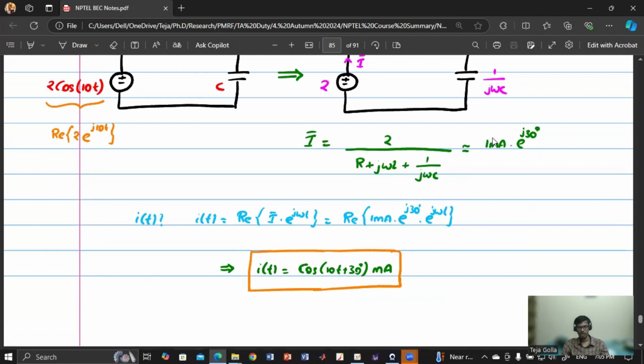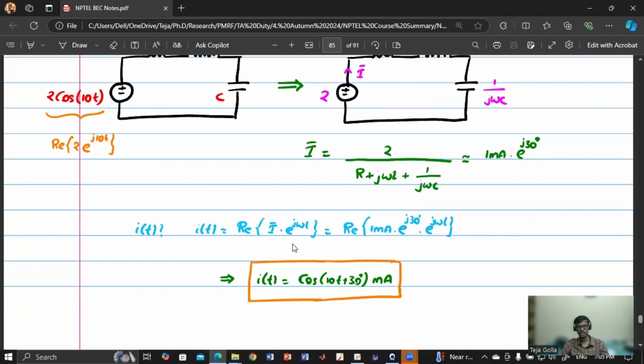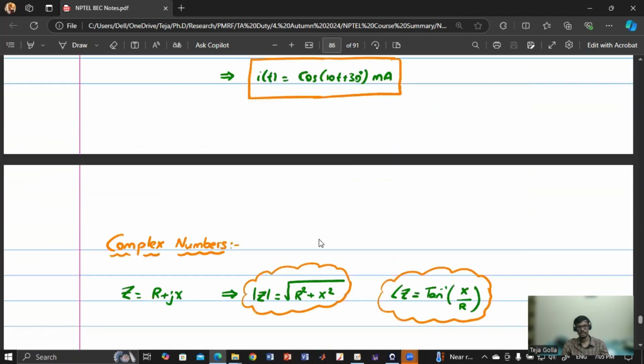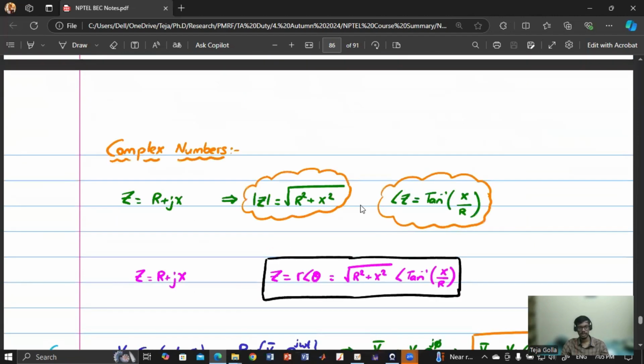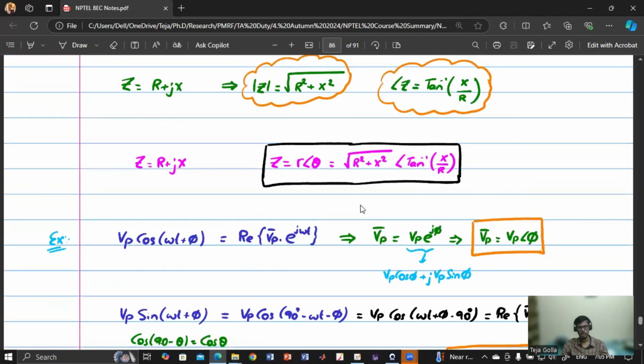Once we have solved in terms of phasors, you can write I of t or V of t as the real part of that phasor into e to the power j omega t. From there, you will get the steady state expression. And we have also seen that complex numbers can be written in rectangular form or polar form. Polar form is widely used and it is also very easy to solve problems using polar form.